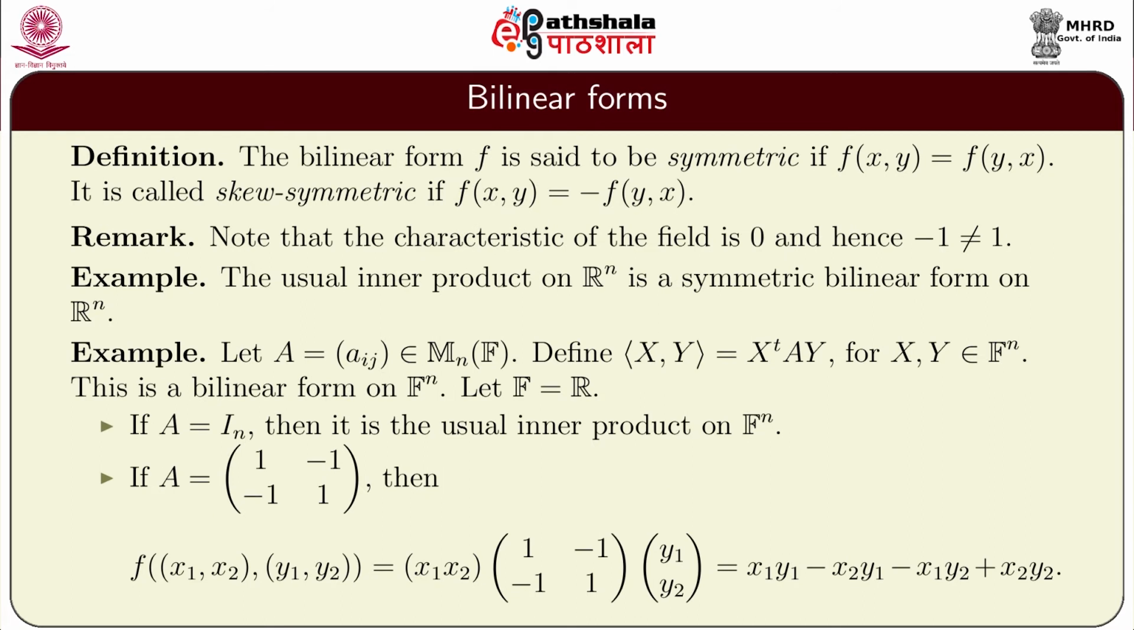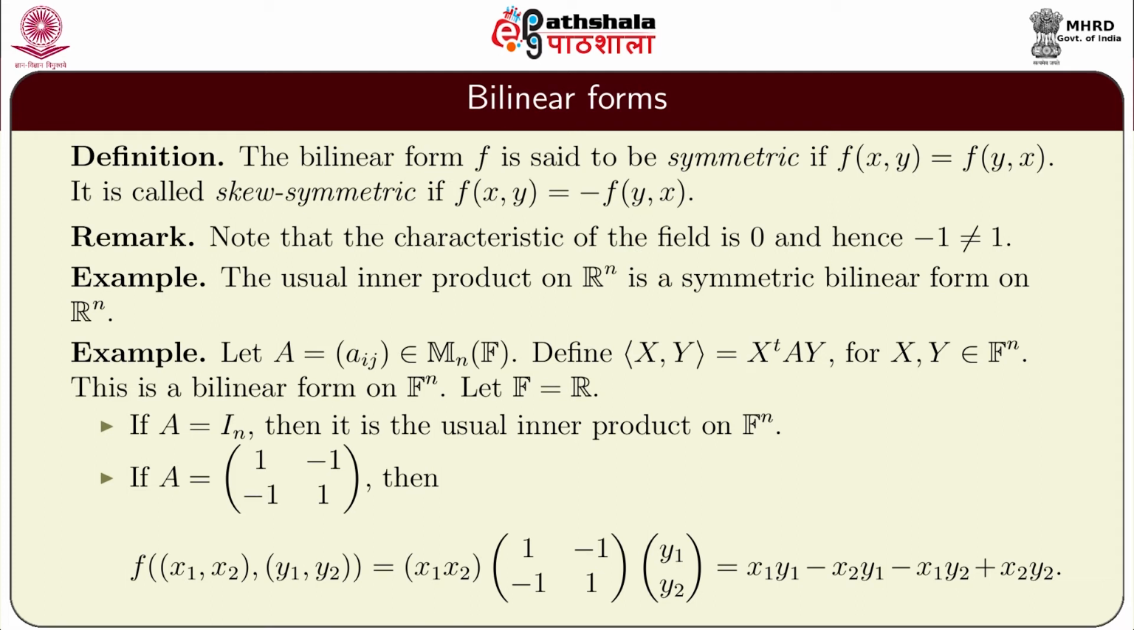Definition: a bilinear form F is said to be symmetric if F of x, y equals F of y, x, and it is called skew symmetric if F of x, y is equal to minus F of y, x. So here you can see that characteristic other than 2 plays a role, because otherwise we will not have any distinction between symmetric and skew symmetric. Now, an example: the usual inner product on Rn is a symmetric bilinear form on Rn.